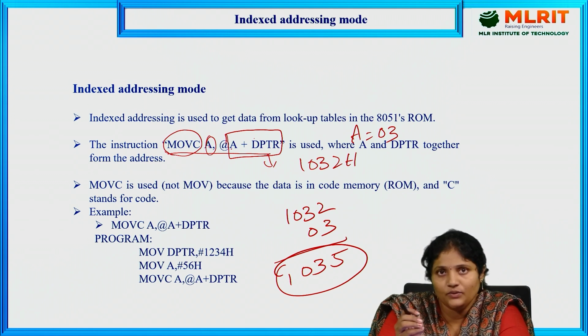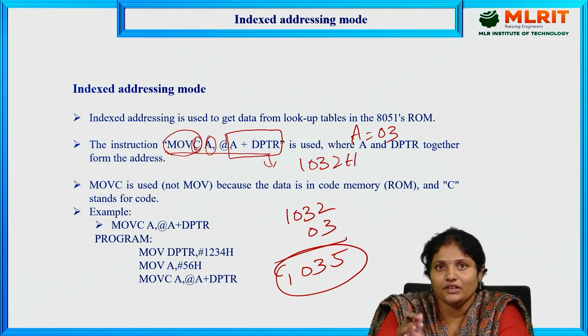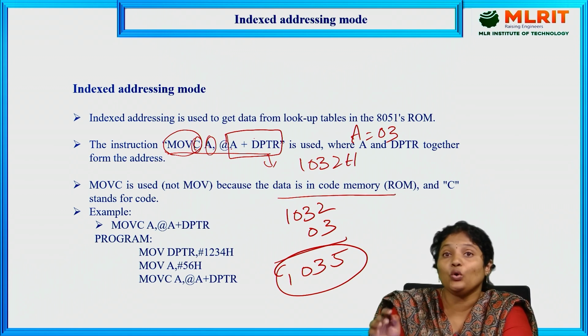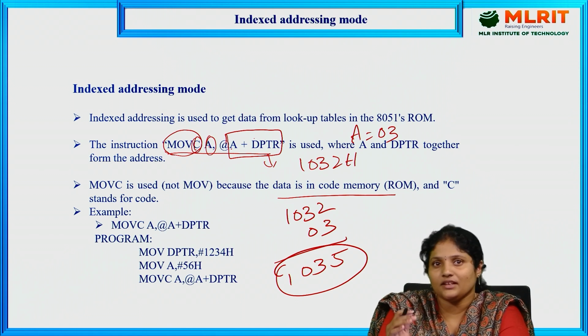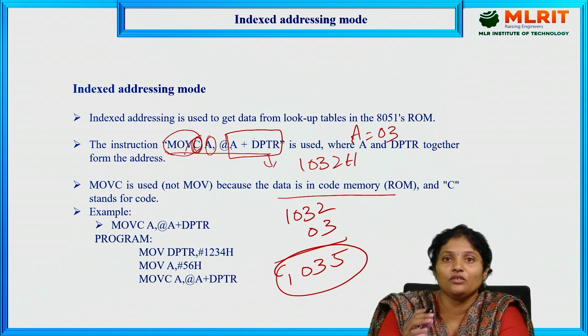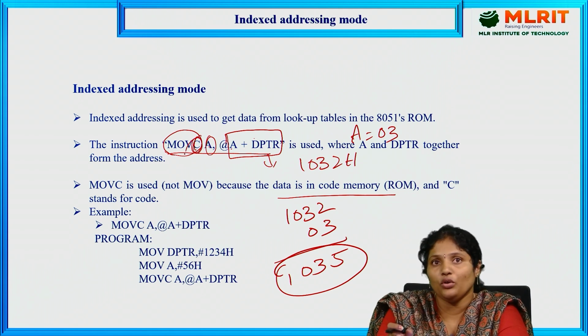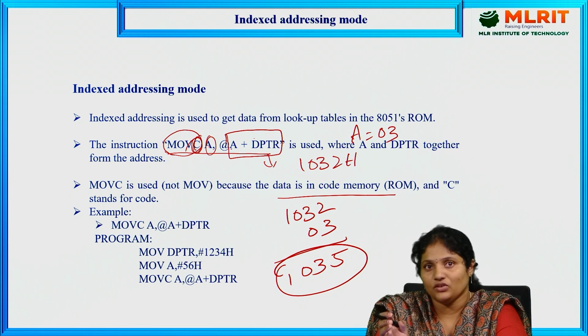MOV means it will copy. But what is C? In this indexed addressing mode, we use this C because C stands for code. MOVC is used because the data is in the code memory, ROM, not RAM. Until now we were discussing RAM locations, but representing C means this data is from code memory, so we will be taking the data from the ROM locations.